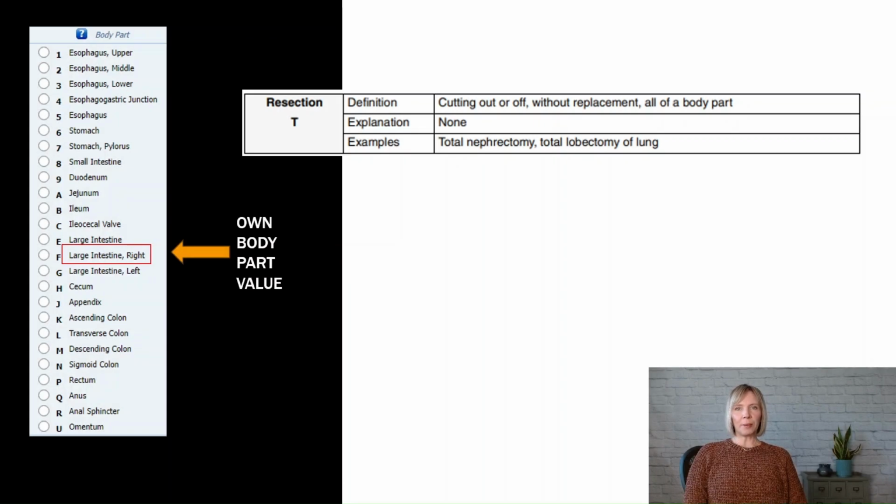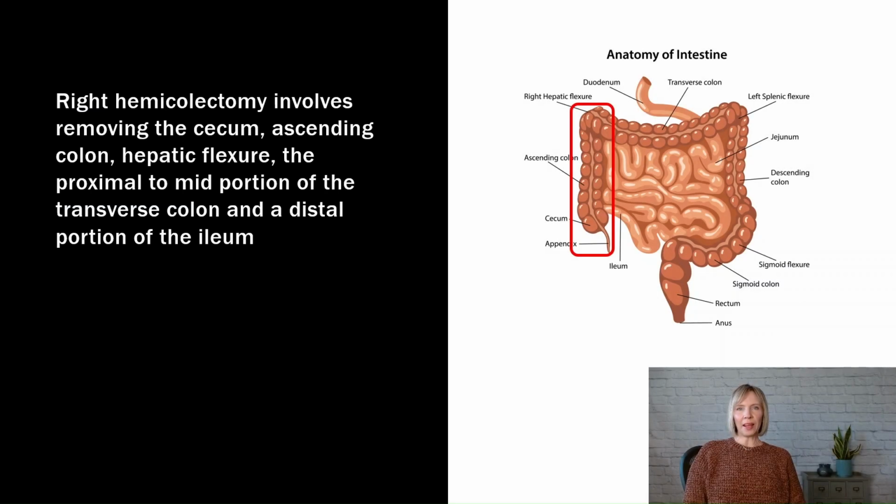The third character in our PCS code is for the root operation. If the surgeon removes the entire right colon as indicated in the operative report's title, the root operation will be resection. This is because in ICD-10 PCS, the right colon is considered a separate body part, and resection is defined as cutting out or off, without replacing, an entire body part, including any subdivisions that have their own body part value in PCS. A right hemicolectomy involves removing the cecum, ascending colon, hepatic flexure, the proximal to mid portion of the transverse colon, and a distal portion of the ileum.